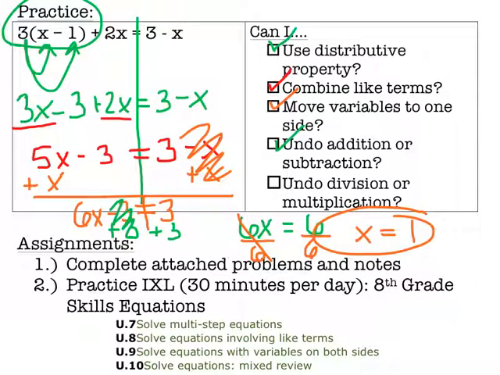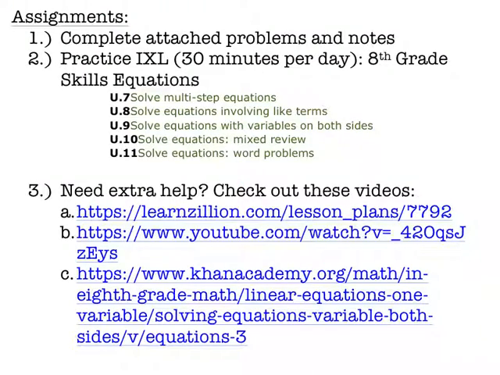So you have a couple of assignments to do to go along with this video. And you also have some links that you can use if you need some more videos to watch. So let me scroll down to the bottom of this page. Alright, so you should be completing all the problems that are attached to these with the notes. You should have done that along with the video. You should be practicing on IXL still for 30 minutes per day, but I want you to focus on just these. So this is in the 8th grade skills for equations section, and these 5.